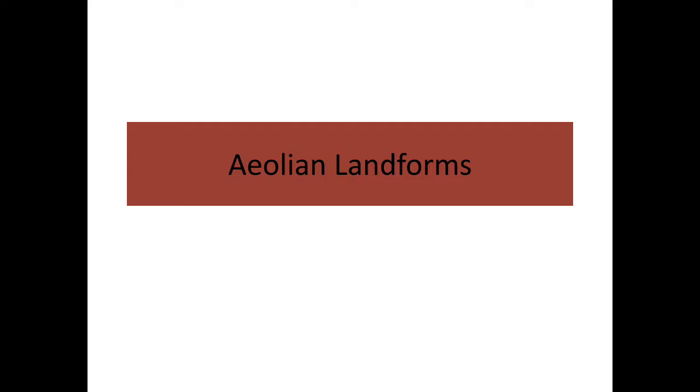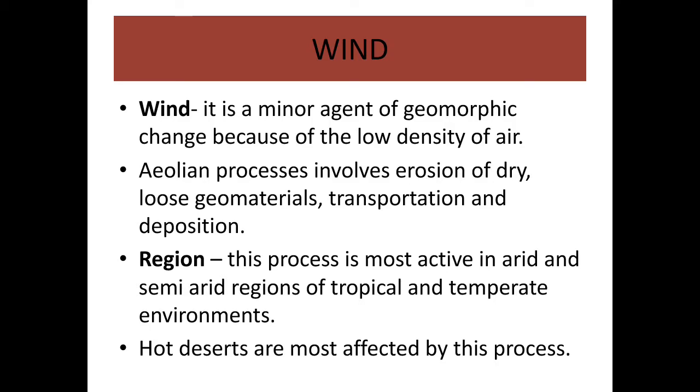In this video, I'm going to discuss Aeolian landforms. These are formed by wind action. Wind is a minor geomorphic agent because of the low density of the air. When we compare it with the other geomorphic agents like water, glaciers, or seawater, all of these have a high density compared with wind.